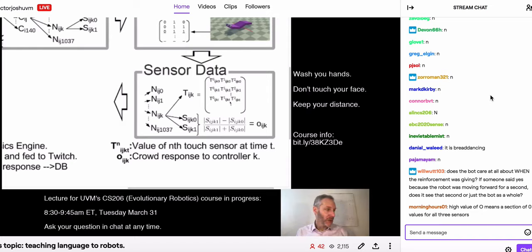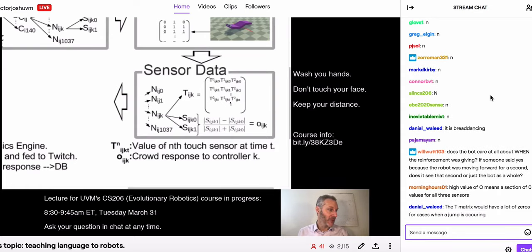A high value of O, meaning lots of yeses and little to no nos, means a section of zero values for all three sensors. That's right. So you would expect to see rows in the matrix, and probably contiguous rows in the matrix, in which they're all zero, meaning all three touch sensors are not firing, meaning the robot is off the ground. And you would expect, if the crowd saw that, they gave back lots of yeses. Exactly. So that's what we'd be looking for.